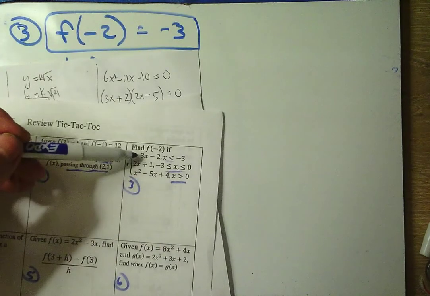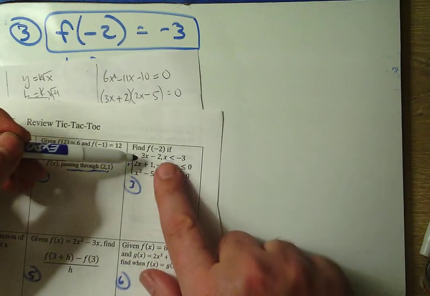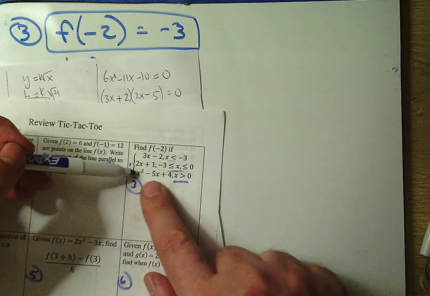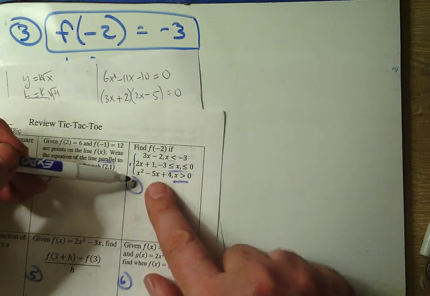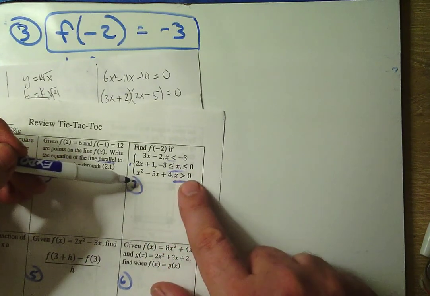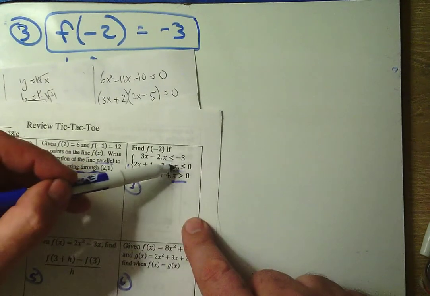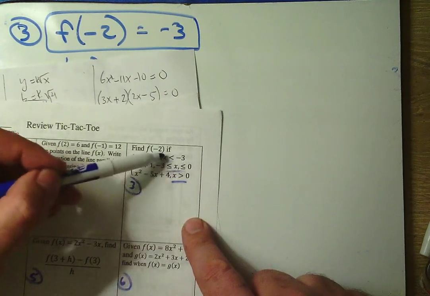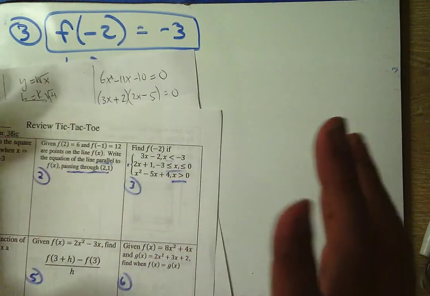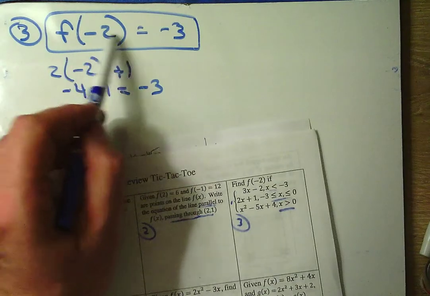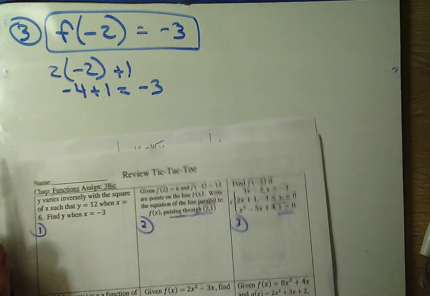Please don't plug the negative 2 in here, because negative 2 is not smaller than negative 3. Please do not plug the negative 2 into these x's, because negative 2 is not bigger than 0. And please do not plug the negative 2 into these domains over here. Please. Okay, so my answer to number 3, f of negative 2 equals negative 3.